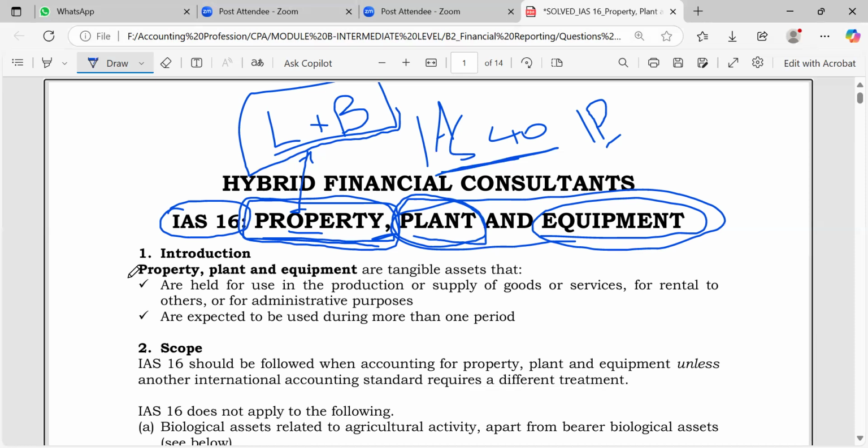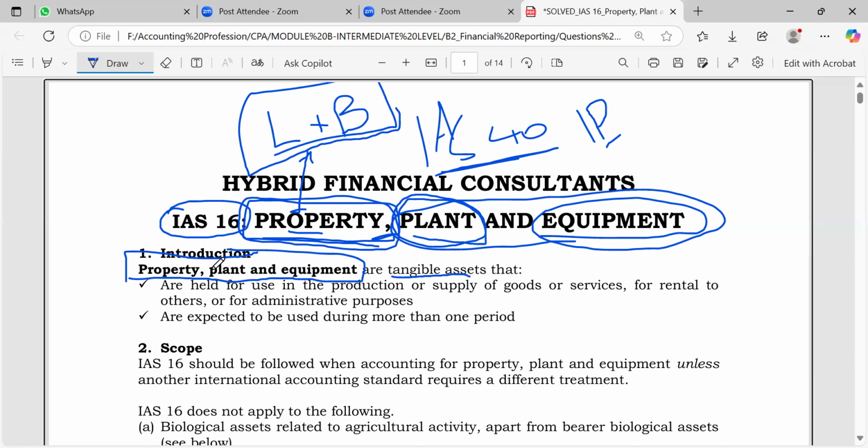So now you can see the definition. When you see this definition, you could say, oh, it's just a definition to memorize. No, this definition tells you what kind of assets to apply IAS 16 to. Not all assets would have to apply. They are tangible assets. The word tangible is no big deal: tangible is something you can touch. Property, land and buildings, you can touch. Plant and equipment you can touch. That's no big deal.